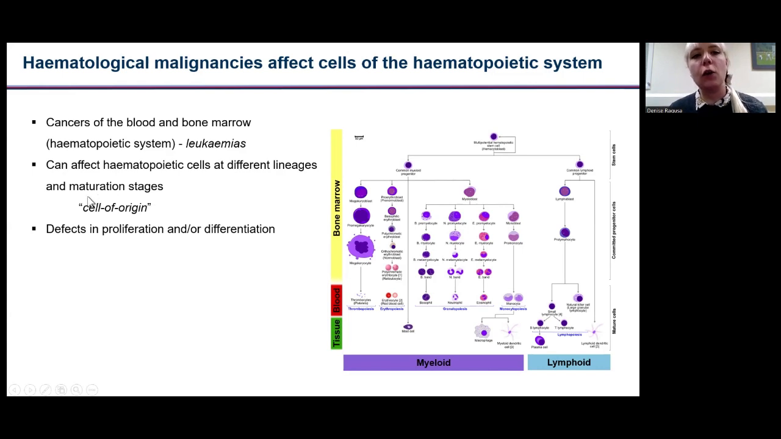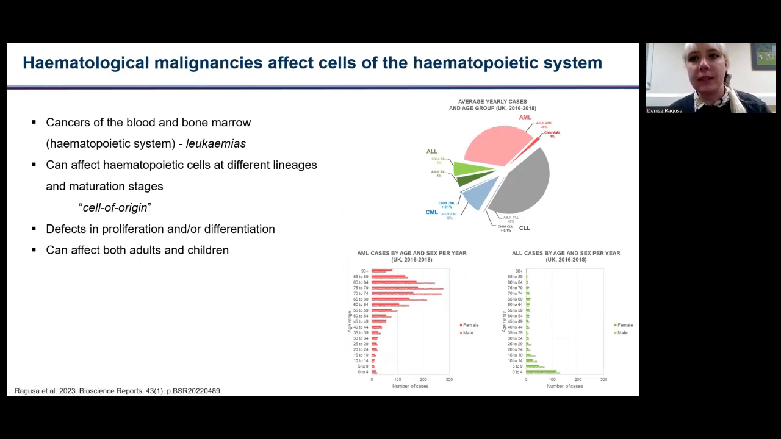And the cell of origin really refers to what cell is hit by these malignant events that will give rise to these leukemias. And the leukemias can be both defects in proliferation or differentiation of these cells. Leukemias are generally a disease of the elderly, but they can also affect children.